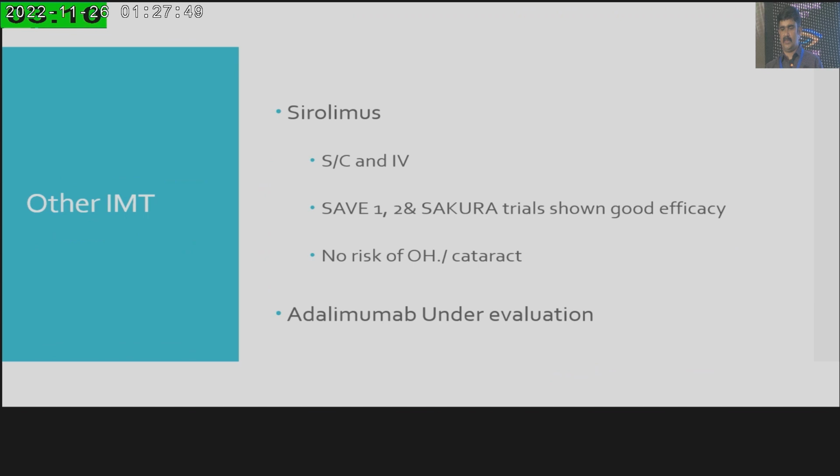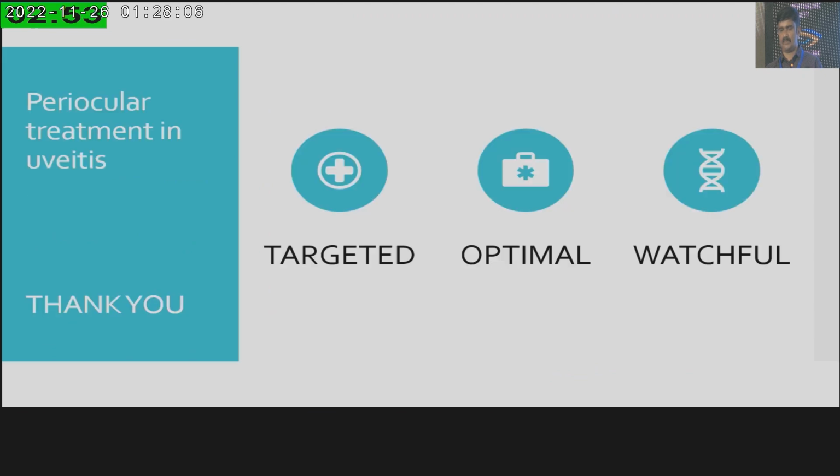The other drug is the newer sirolimus, which can be given both subconjunctival as well as intravitreal, and the SAVE-1, SAVE-2 and SAKURA trials have shown good efficacy. They also have the advantage of not causing ocular hypertension and cataract. Adalimumab, the TNF-alpha inhibitor, is also under evaluation for this mode of treatment.